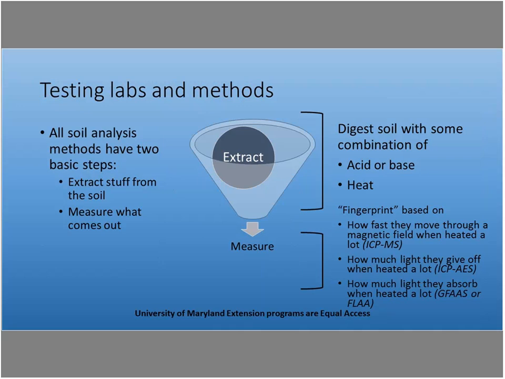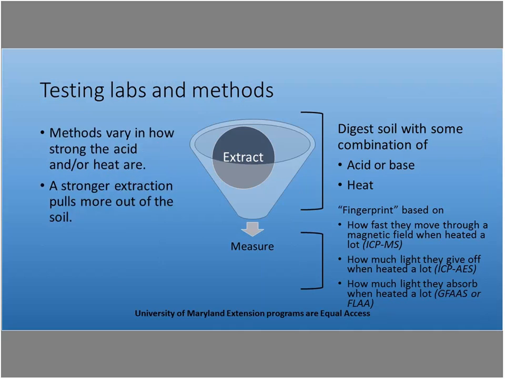Most of those extractions are based on adding either an acid or a base, or heat in some combination. For example, they'll take your soil and shake it up with some acid, and heat it, and then put it through a filter to filter out a liquid, and then they'll use a different tool to measure how much, in this case, lead or arsenic is in the liquid that comes out. There are several different tools that they can use for that. All these different methods vary in how strong the extraction is. A stronger extraction will pull more stuff out of the soil.